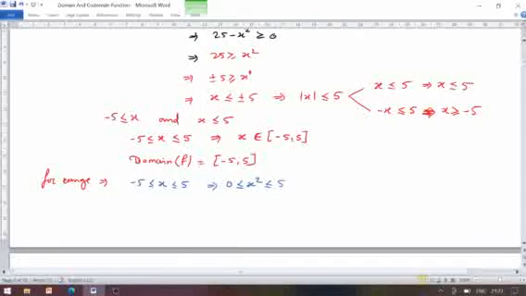Suppose we consider minus 4, which lies in the closed interval minus 5 comma 5. Its square is positive 16, which is greater than 0, and simultaneously 5 square is 25, which is less than or equal to 25.